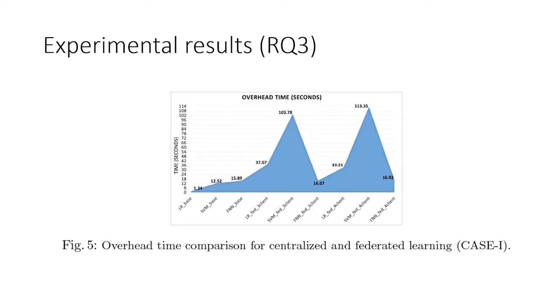Now let's see the overhead time. As per expectations, federated learning has higher overhead time for model training and testing than the centralized counterpart. This can be considered as a trade-off for data privacy and distributed computations. It is known that the overhead depends on the number of clients and data samples in the client. So smaller data and more clients can reduce the overhead in federated learning.